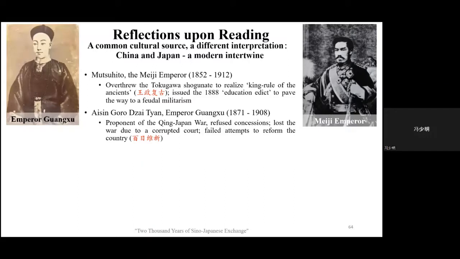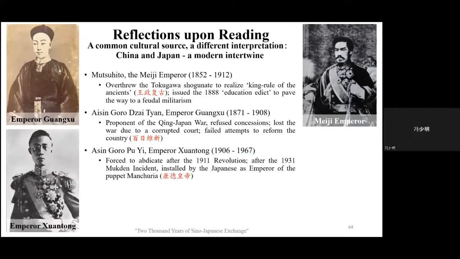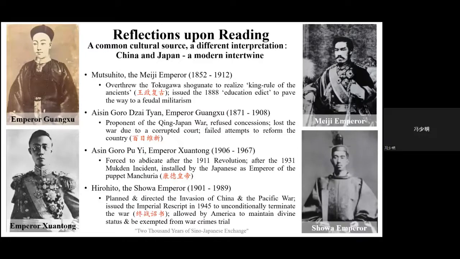Whereas the Emperor Guangxu tried to modernize, but was unsuccessful. And this was replaced by his nephew, Emperor Xuantong, who was made into a puppet ruler by the Japanese, when the Showa Emperor himself planned and directed the invasion of China and started the Pacific War. Eventually, it terminated in 1945 with unconditional surrender, but America allowed him to maintain divine status.